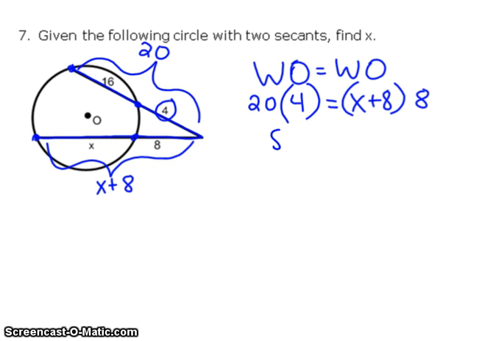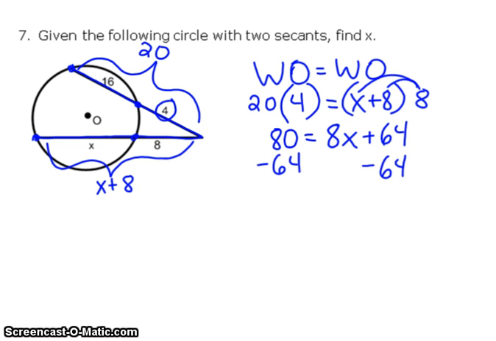All right, now you're going to use the same concept, your order of operations. 20 times 4 is 80. You're going to distribute, just like the last question, into here, which gives you 8x plus 64. And then you're going to solve for x. Now, this isn't a quadratic equation. This is much simpler. This is a linear equation. So all you have to do is isolate the variable here. So the opposite of positive 64 is negative 64. Subtract to the other side.